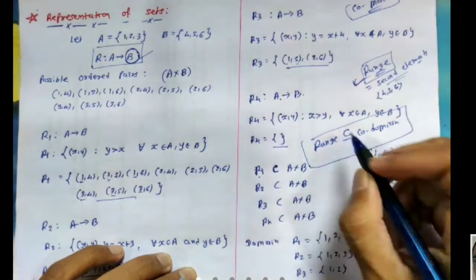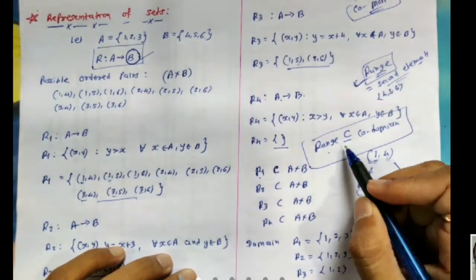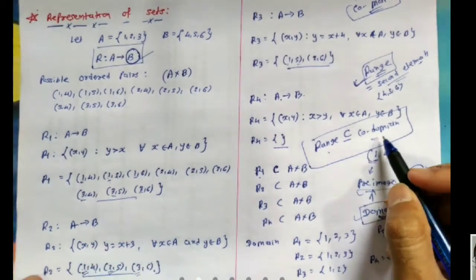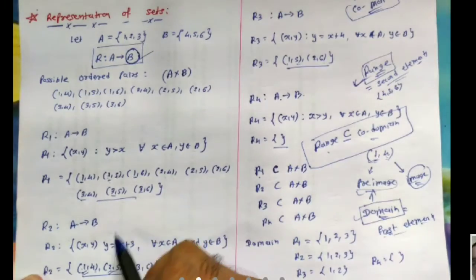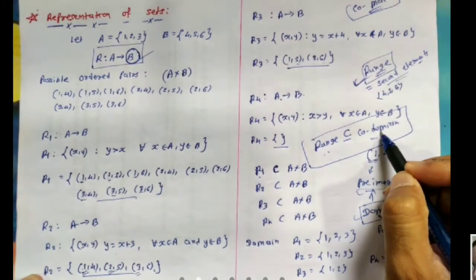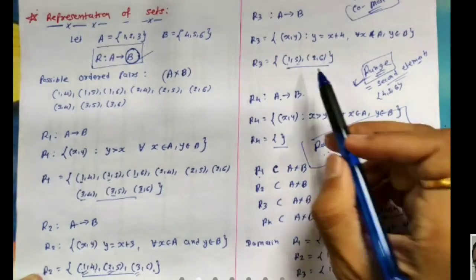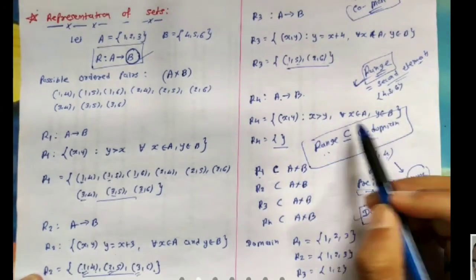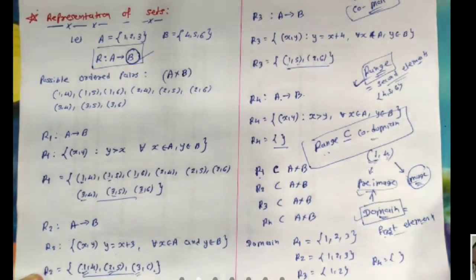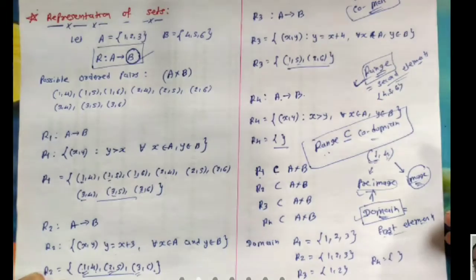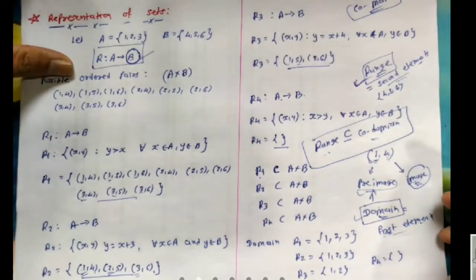Feel this. Range is always a subset of or equal to the codomain. For these two relations, R1 and R2, our range is equal to the codomain, and for these two relations, R3 and R4, our range is a subset of the codomain. Clear? So these are the important points regarding relations.